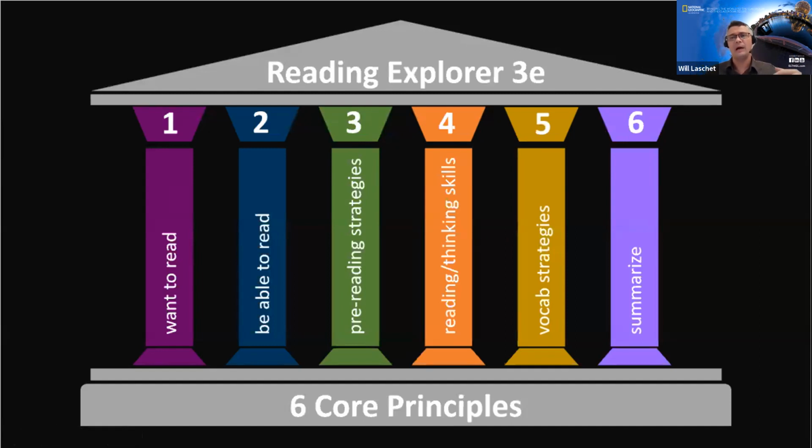Just a little bit of information about Reading Explorer, as I told you before. This is a 6-level program. It goes roughly from pre-intermediate to advanced level, that's A2 to C1. These are the principles that our team have written it on. The most important one is that students have to be interested in reading. So we've picked reading articles which are really interesting that students are going to want to read.